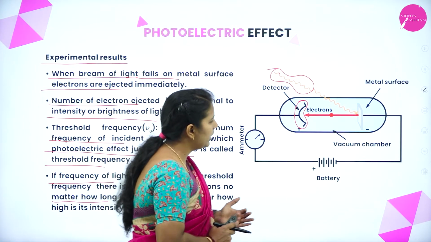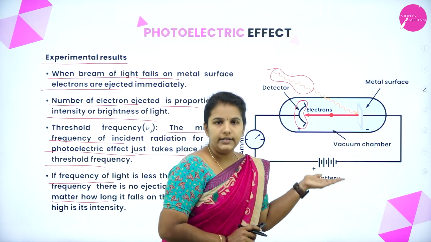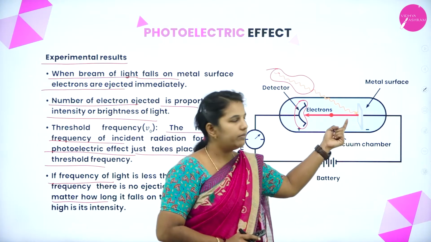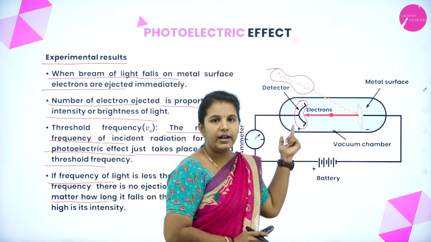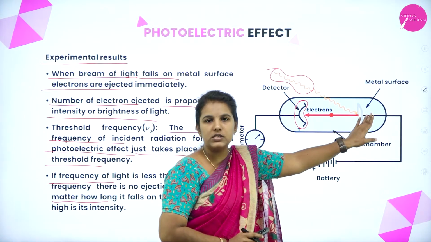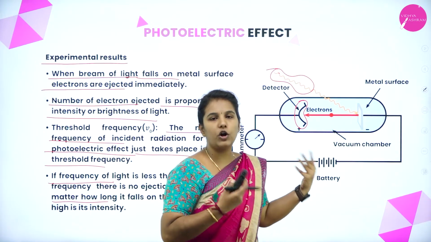What does he explain? In this entire setup, he used the vacuum chamber. Inside this vacuum chamber, he placed the metal surface, and there is also a detector. When light of suitable frequency is allowed to fall on the metal surface, what will happen?